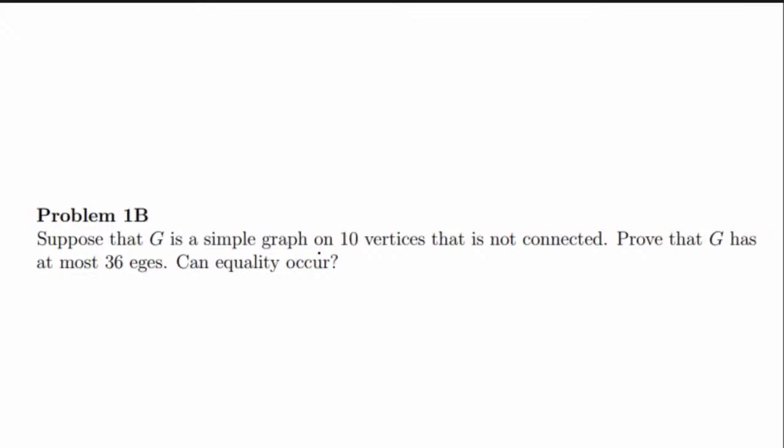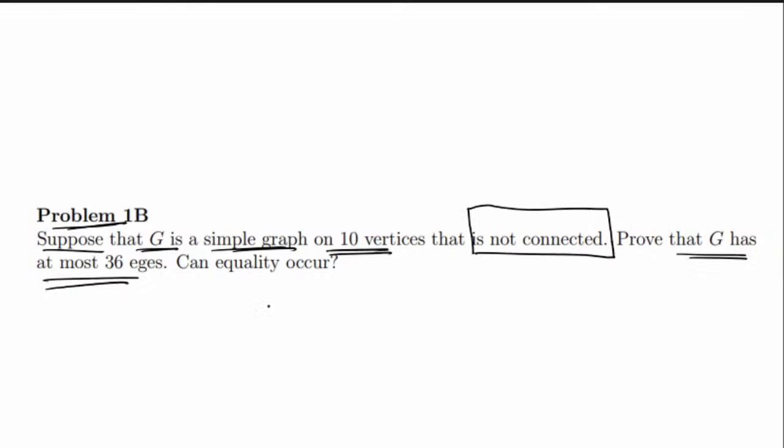Now let's see the next question. Try this question. Suppose that G is a simple graph on 10 vertices that is not connected. Prove that G has at most 36 edges, meaning a maximum of 36 edges will be there. He's also asking, can equality occur? Meaning, can we have 36 edges? So this is the problem.